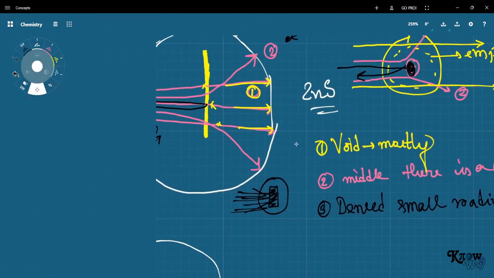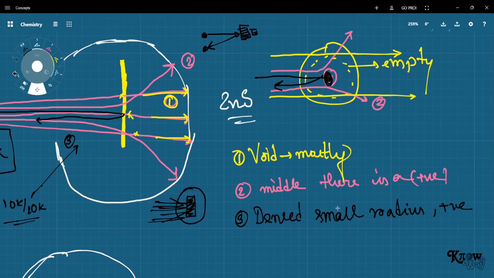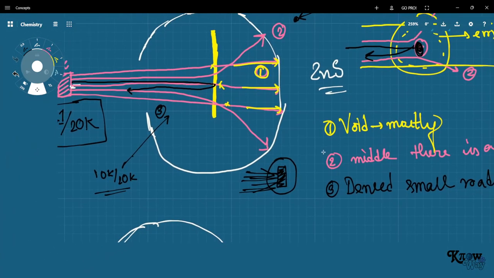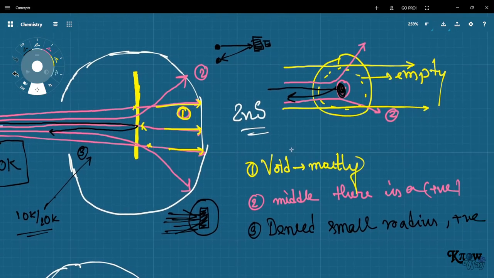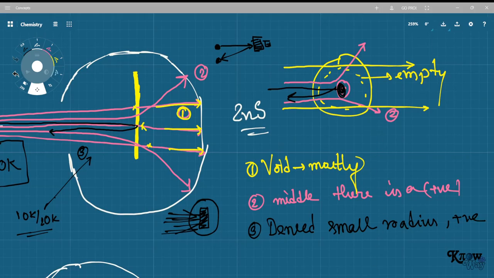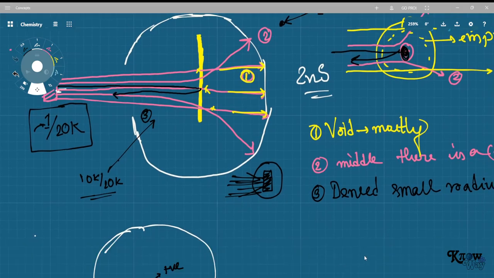That's what he observed from his experiments, and he gave his theory, his model, the solar system model. In the next video we'll learn about his solar system model. So stay tuned.